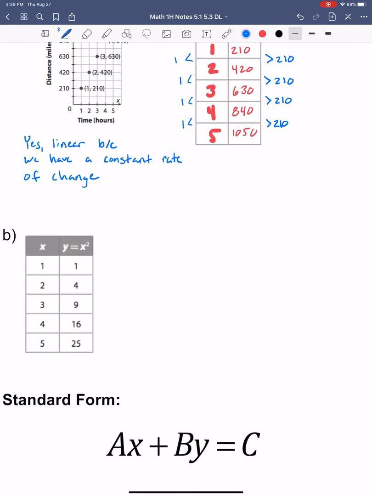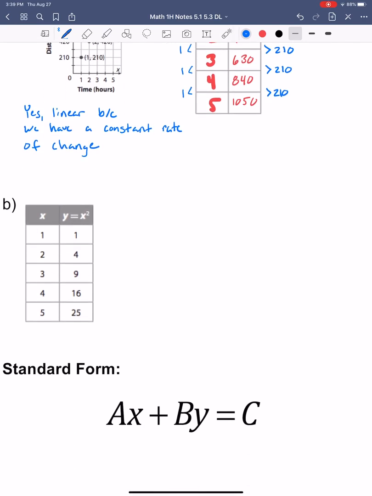Okay, moving to this next one here, letter B, same deal. We're going to check this out. They've already got the table filled in for me, and it's asking if this is a linear function. So as I check out my outputs here, it looks like we increase by 3, and then by 5, and then by 7, and then by 9. We can see that that's not a constant rate of change. There is a pattern there, right? But we're not increasing at a constant rate of change. It's not the same number over and over and over again.